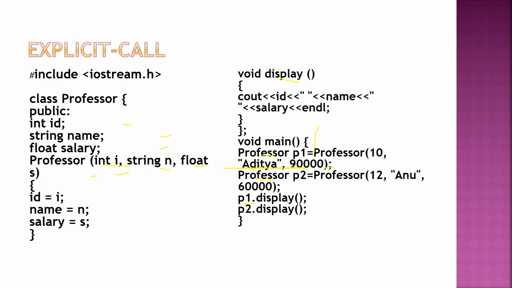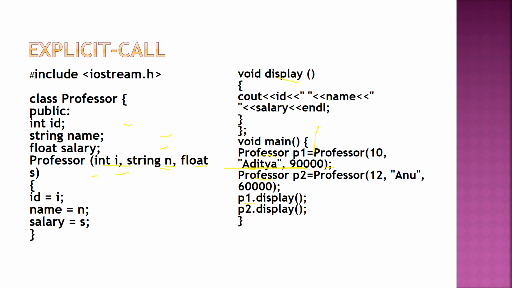The first value was 10, so it is going to pass a value for I. The second value is a string, Aditya, which is going to go for n, and the third value was a float, that is your salary, so it is going to go for float s. These three values are passed once an object is created in a constructor. Now the second set of values is also passed once the second object is constructed. Once all the values are passed by the two objects, P1 and P2, you have to clearly understand how we have passed the values for the objects P1 and P2.